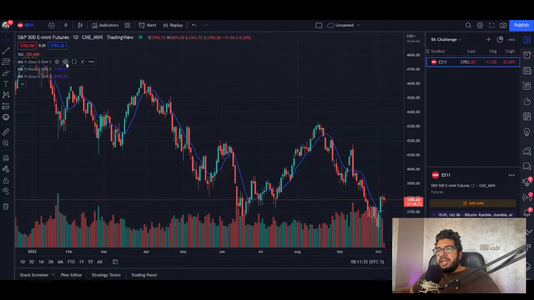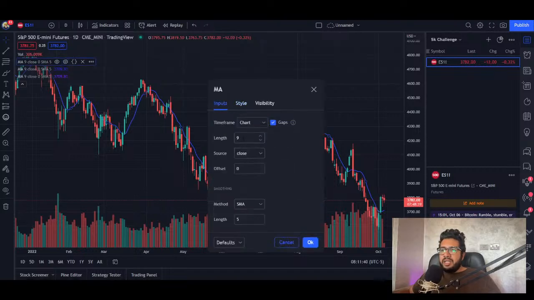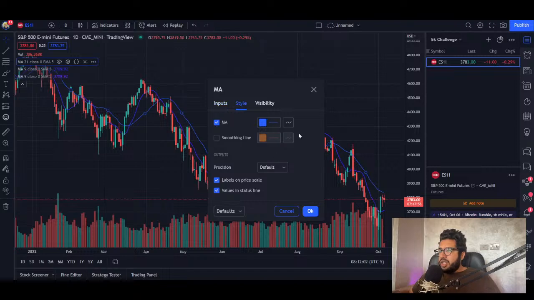So all you have to do here is click on the gear icon, right? By default, it's the 9 EMA. We don't want that. We want the 21 EMA. The 21 EMA and 50 EMA are the main things we're going to use for scalping and day trading, right? These are things I specifically look for, okay? You can pick SMA or EMA, whatever you like. I personally like the EMA, so I'm going to have this EMA 21. Make sure the offset is 0, and I'm going to change the color to something I like.